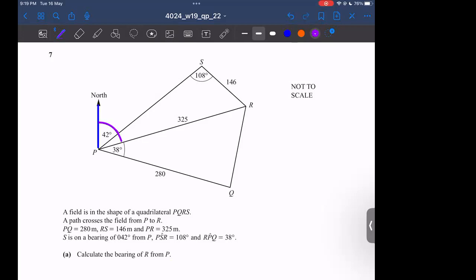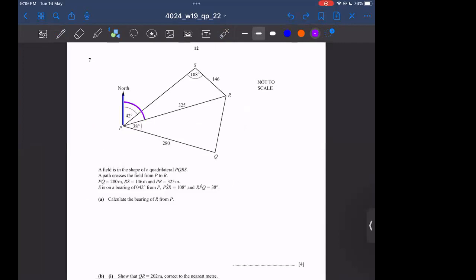So if you want to find out this whole angle, some of the part is known, that is 42, but this part is not known here. So what I'm going to do, I'm going to calculate this value here. We are going to use the sine rule just for this value. Sine P upon 146 is equals to sine 108 divided by 325.